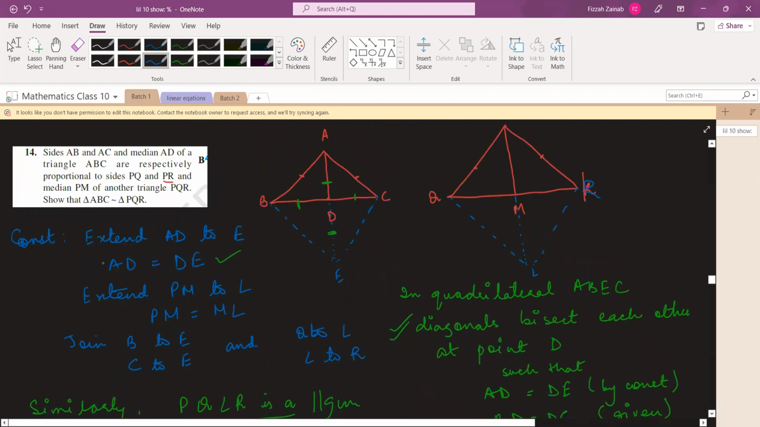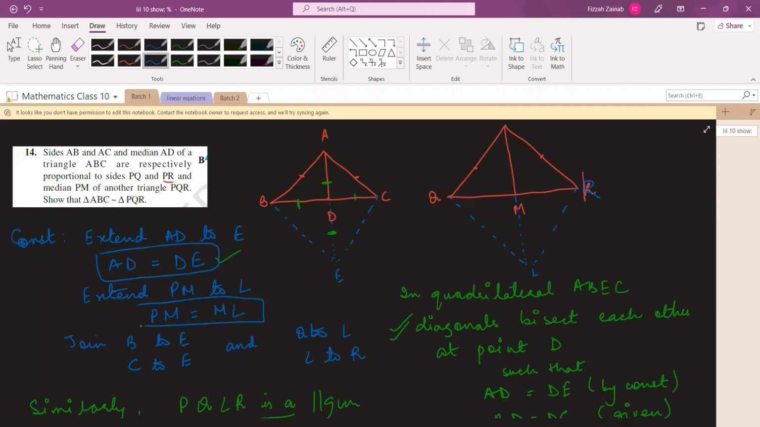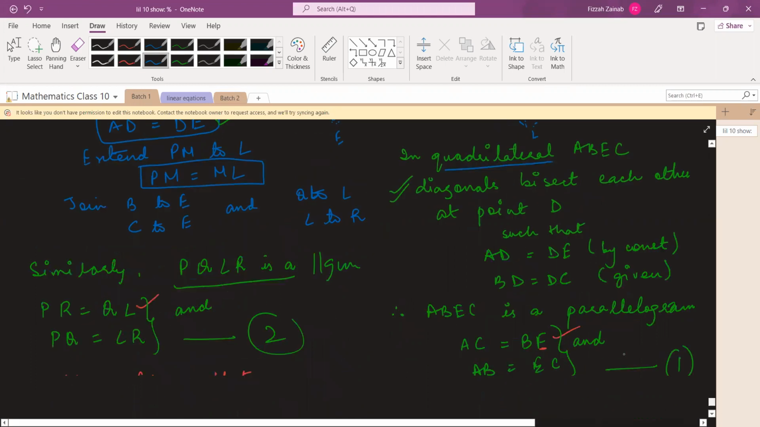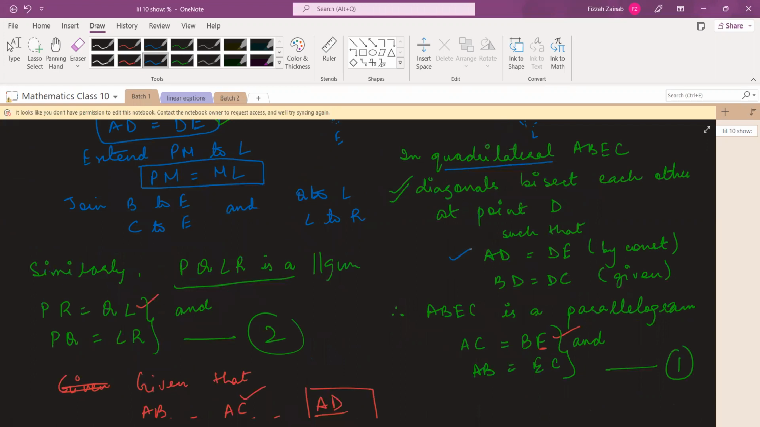Yeah. So we have constructed it this way that AD is equal to DE, and similarly PM is equal to ML. So this is the construction. One by one, we have taken this quadrilateral ABEC. Now here we already have, by construction, AD equal to DE, and BD is equal to DC is given because AD is the median. So we can see the diagonals are bisecting each other, right? And this is a property of a parallelogram. So therefore it's a parallelogram. Understand? Yes, ma'am.